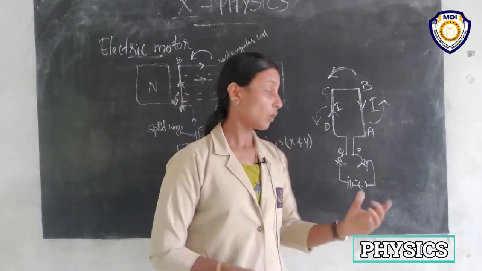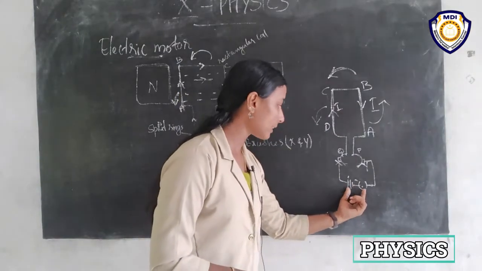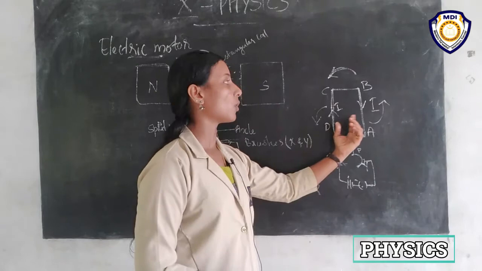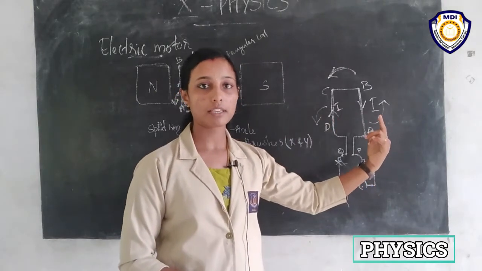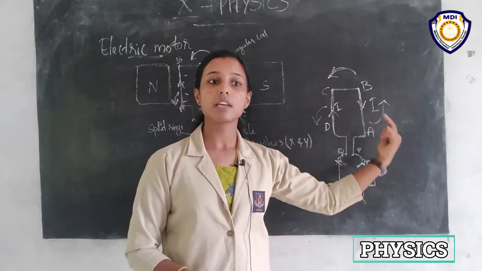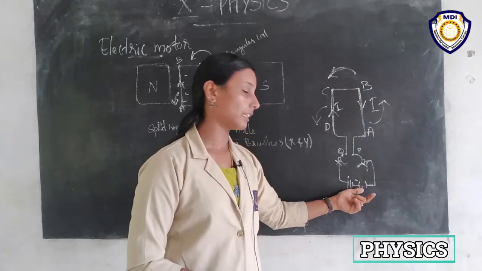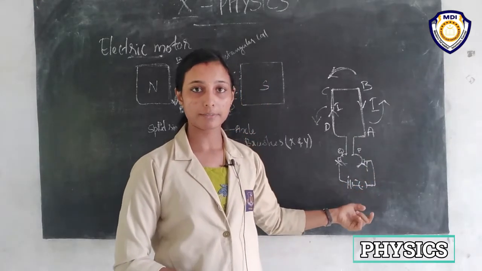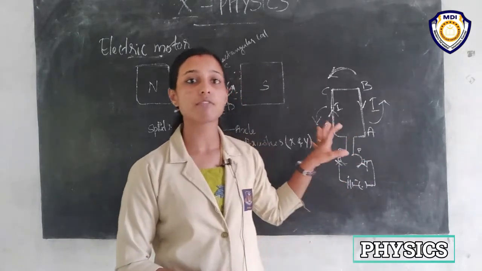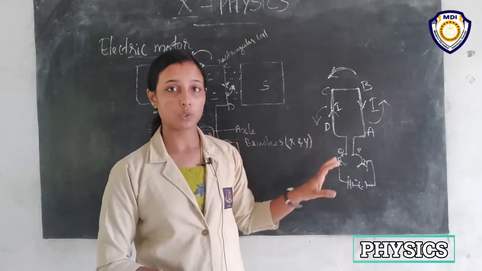So by using this electrical energy, this motor will rotate, right? This motor will continuously rotate if it gets continuous current. So this is the actual working of electric motors.